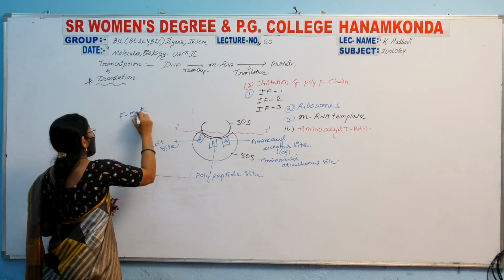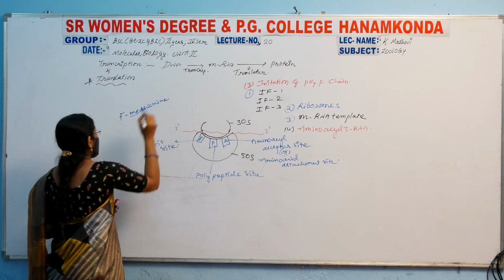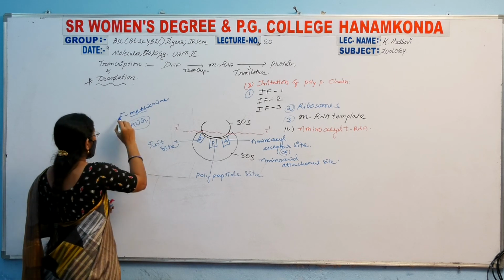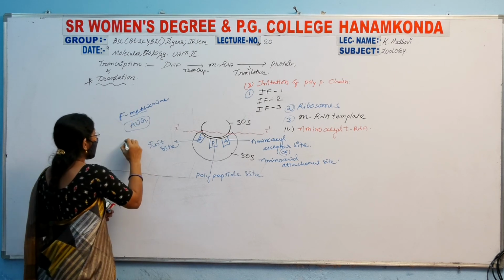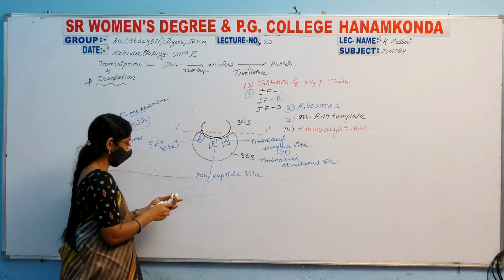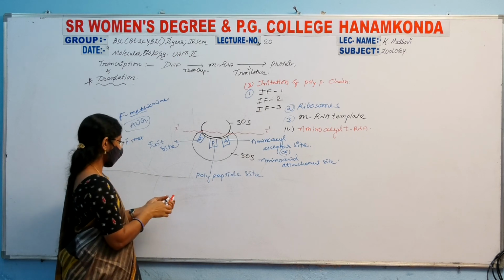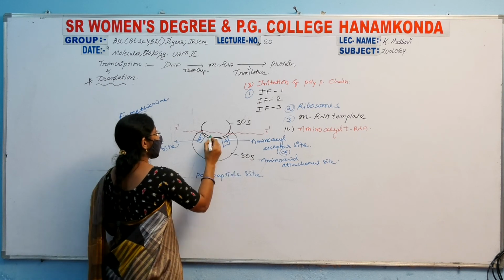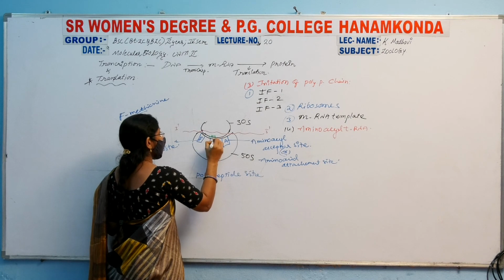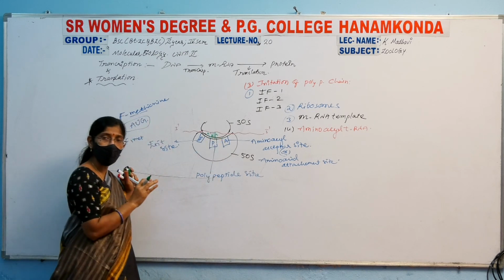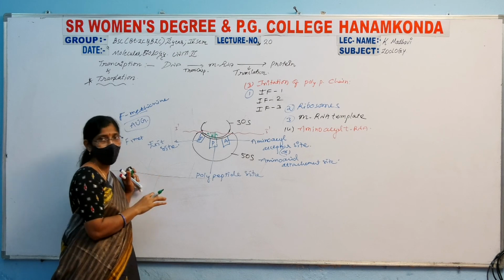Methionine is an important one that is coded by AUG. To write it in a simple manner, that is F-met. This F-met comes and joins with this tRNA, especially with the anticodon structure. This is AUG, the first codon, the important amino acid which comes and joins this site.